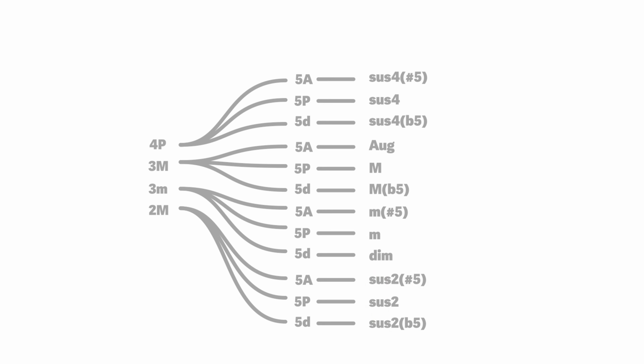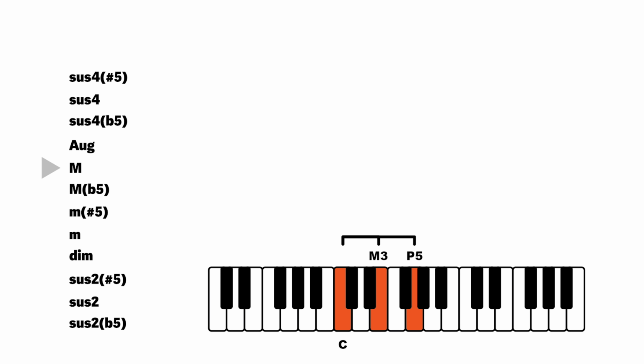Here, we'll use C as the root note for all our examples. Major triad. This is the first chord we learned. The M stands for a major third. Since we haven't specified anything about the fifth, we use the default, a perfect fifth. This chord is very common, so we'll mark it in green.